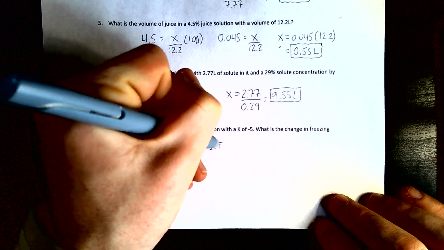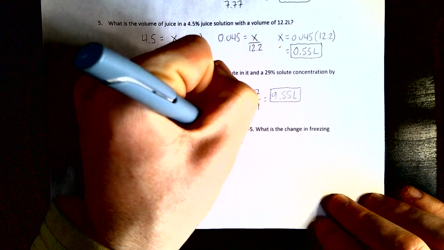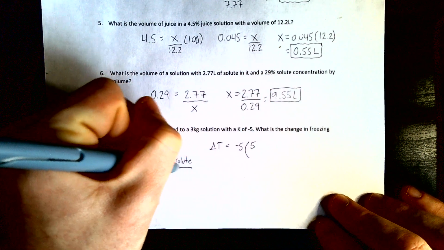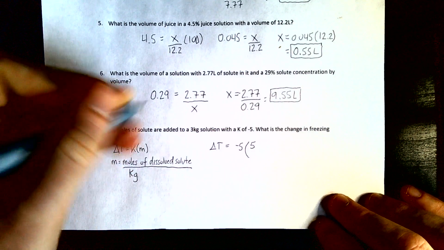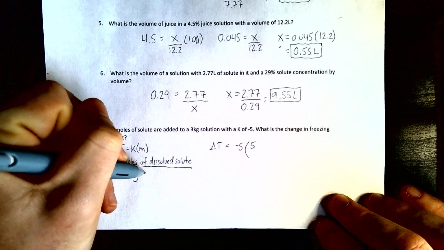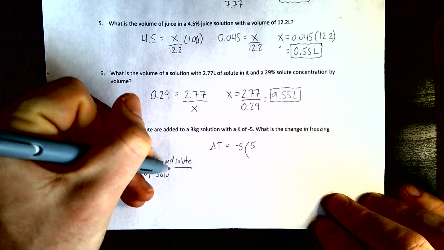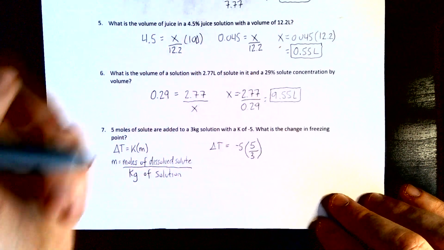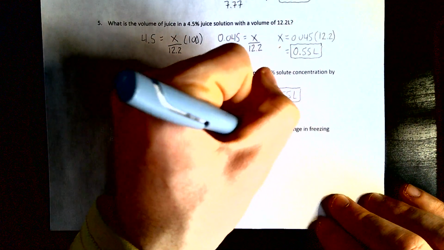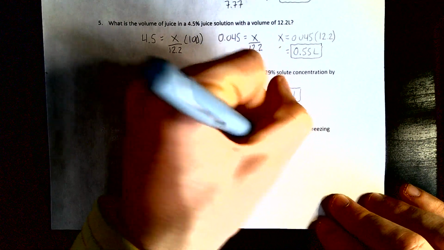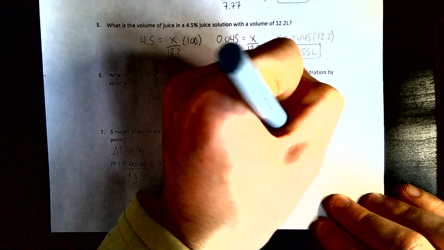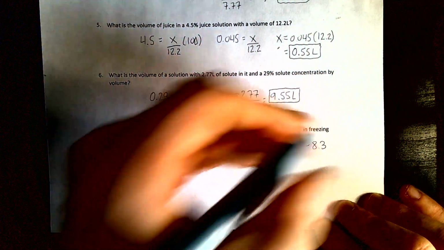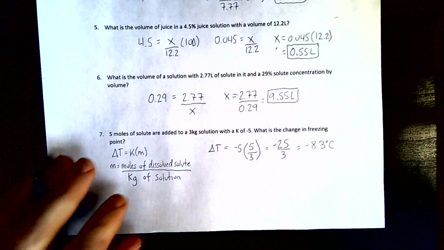What is the change in temperature? If K is negative 5, there are 5 moles of solute, and molarity is moles of dissolved solute divided by kilograms of solvent, and they're at 3 kilograms. Simplifying this, we get negative 25 over 3, which further simplifies to negative 8.3.